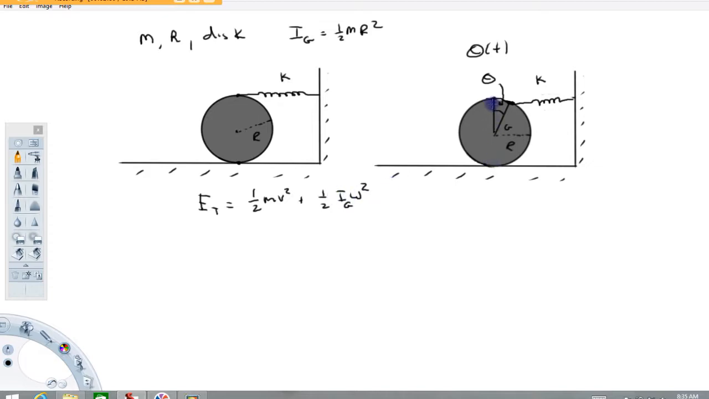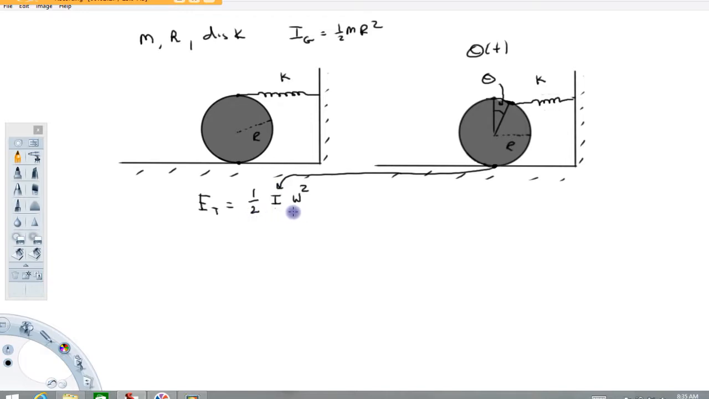So the instantaneous center of rotation for this object is here. It's rolling basically about that point. So what I'm going to do is I'm going to go back and just express the kinetic energy as 1/2 I omega squared, but this I needs to be about this point right here, if we write this equation with one kinetic energy term.